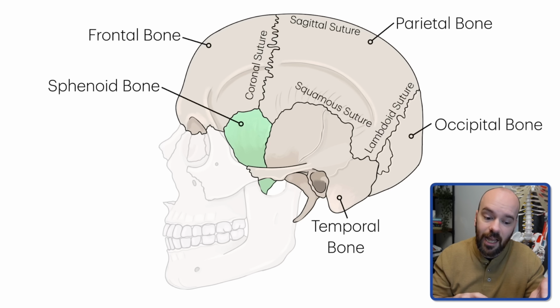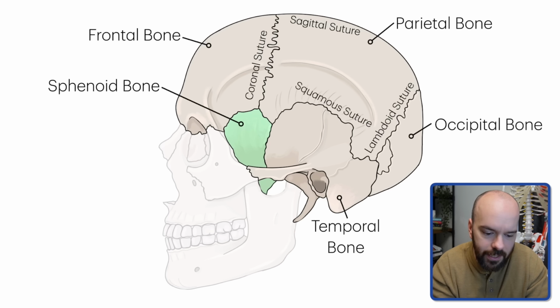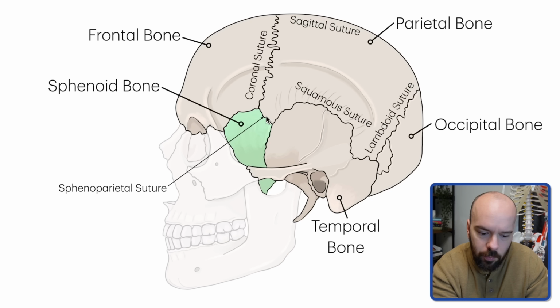So we're going to spend a lot of time taking a look at the different parts of the sphenoid bone. We're going to spend a lot of time visualizing that. Before we do that, I want to label one more suture. This is the sphenoparietal suture. They didn't come up with a clever name for it. They just named it after the sphenoid bone and the parietal bone. So sphenoparietal suture right there.